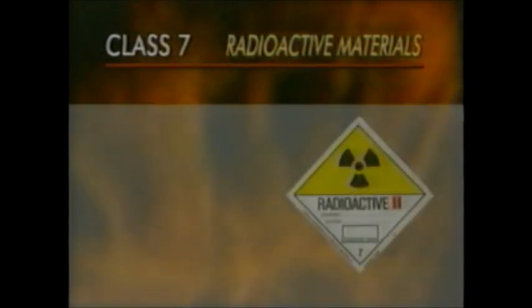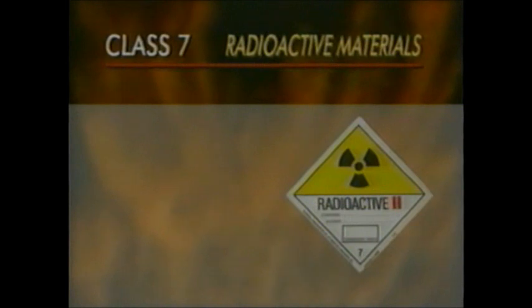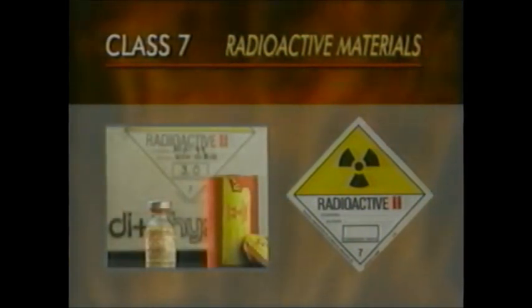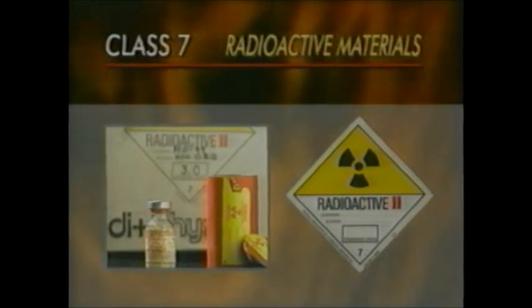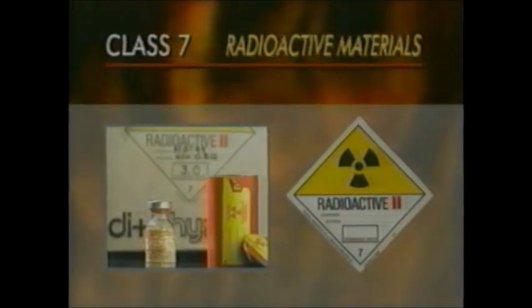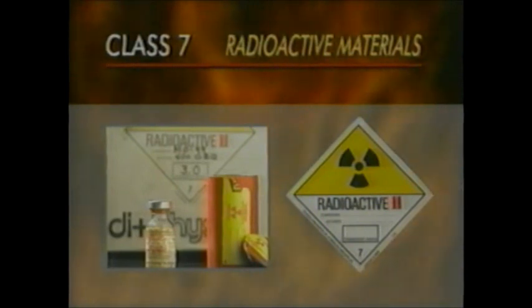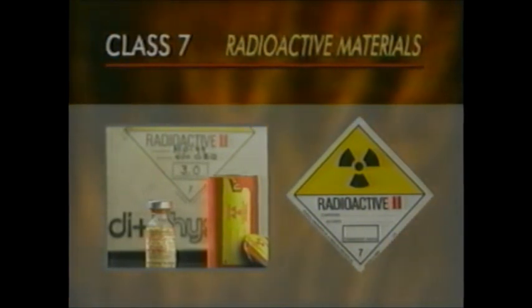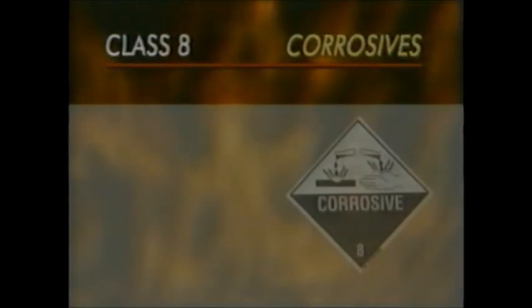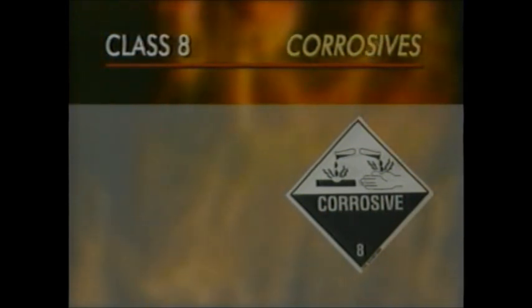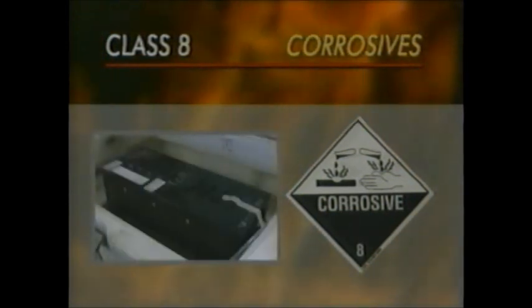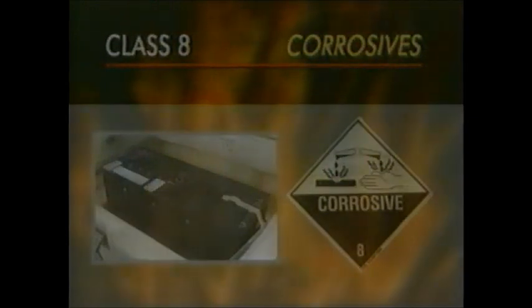Class 7, radioactive materials. Radioactive materials emit ionizing radiation that may be harmful to humans or animals and can affect photographic and X-ray film. Only radioactive materials intended for use in or incident to research or medical diagnosis or treatment may be carried on a passenger aircraft. Class 8, corrosives. Corrosive materials may cause damage when they come into contact with living tissue, aluminum, or steel. The acid in a battery is an example of a Class 8 material.